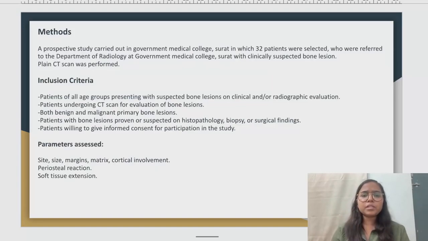Method. The prospective study was carried out in the Government Medical College, Surat, in which 32 patients were selected who were referred to the Department of Radiology with clinically suspected bony lesions, and a plain CT was performed.